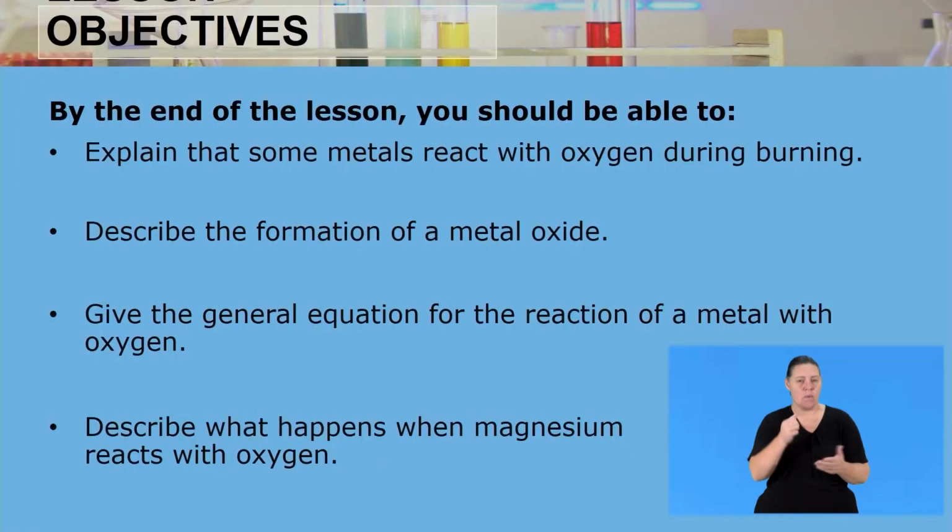But before we get started with the actual lesson, we need to set goals and targets that we need to reach by the end of the lesson. To begin, by the end of the lesson, you should be able to: number 1, explain that some metals react with oxygen during burning. Number 2, describe the formation of a metal oxide. Number 3, give the general equation for the reaction of a metal with oxygen. And lastly, describe what happens when magnesium reacts with oxygen.